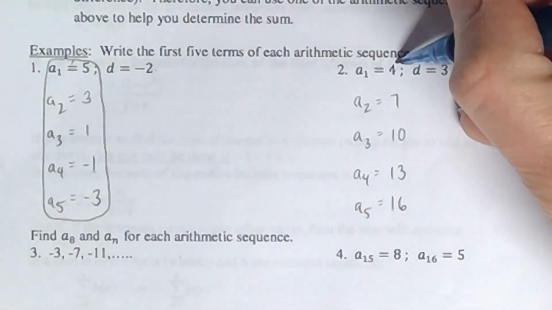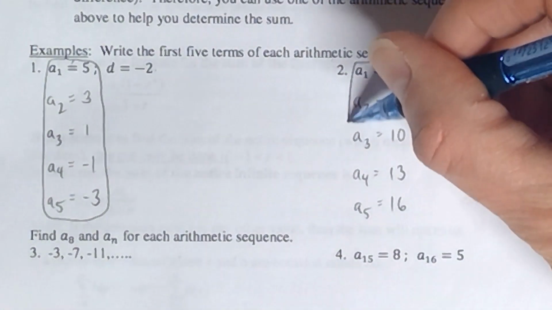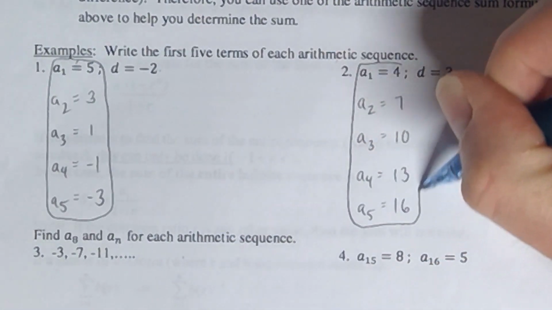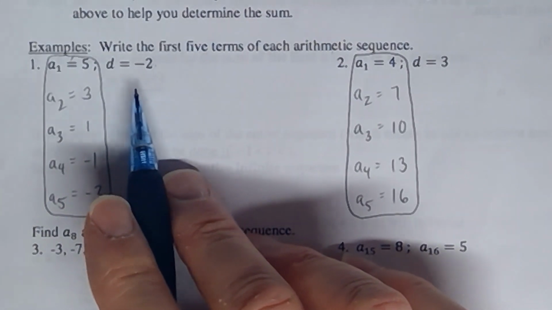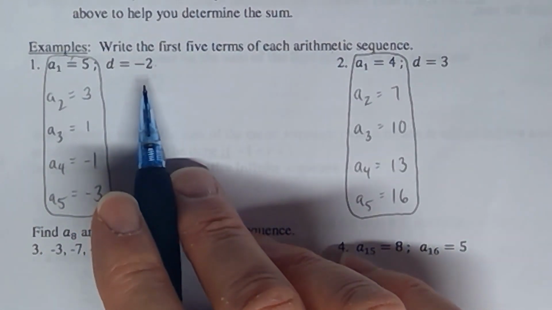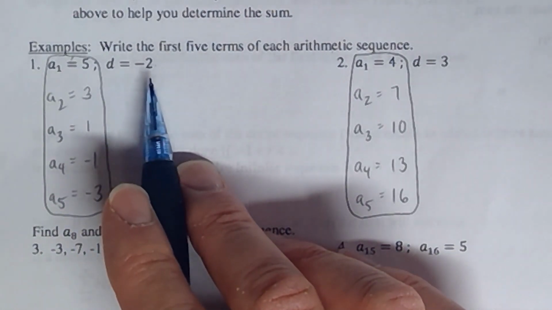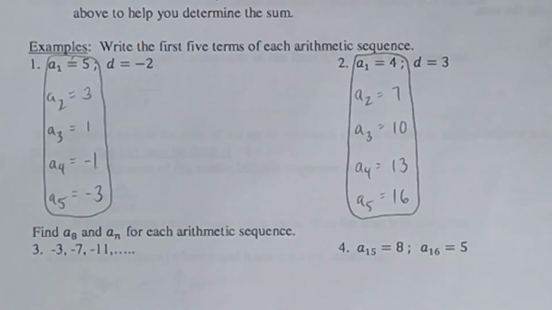That's how arithmetic sequences work. You add the same amount to each previous term to get to the next term. And if that same amount is negative, you could also subtract the positive equivalent. Subtracting 2, same thing as adding -2. So that's how you'd figure out the first 5 terms.